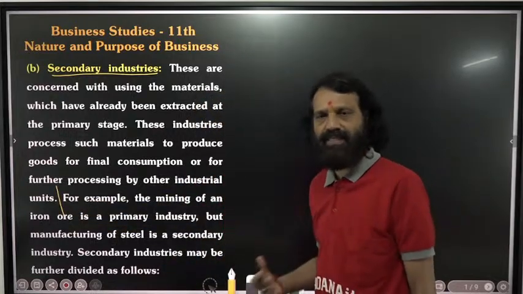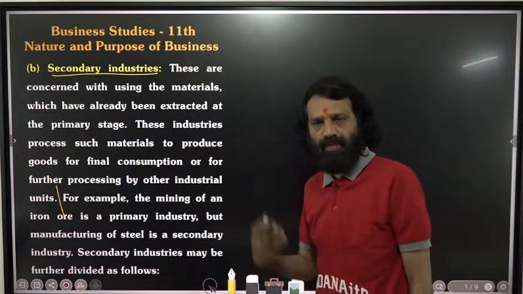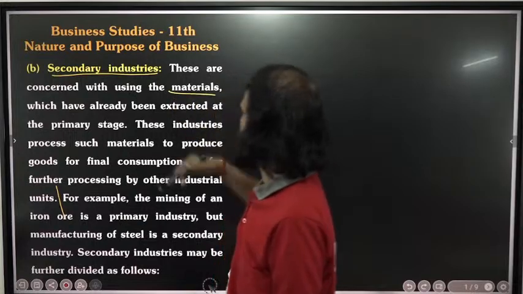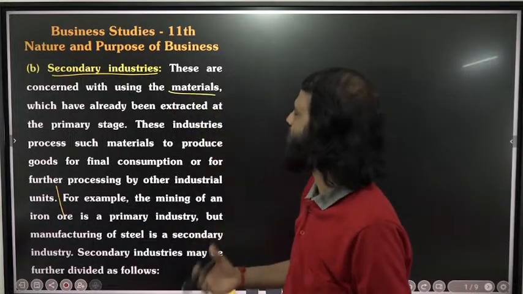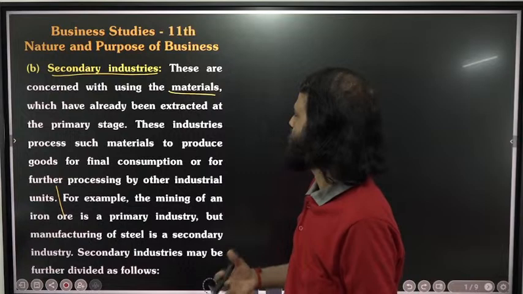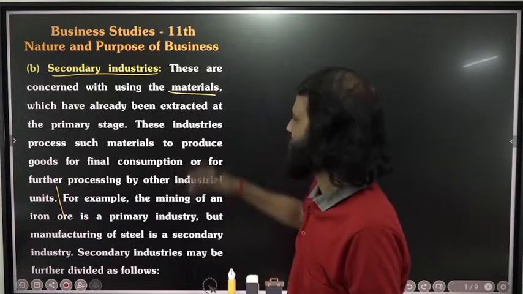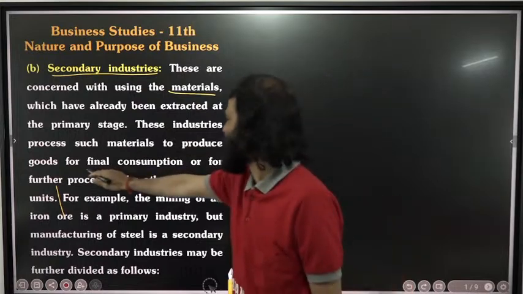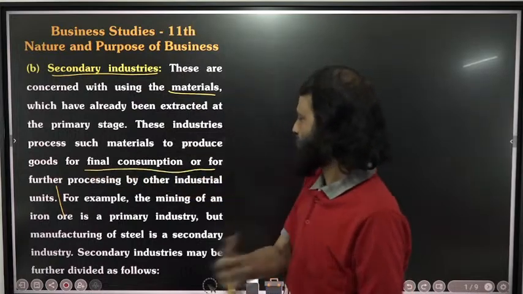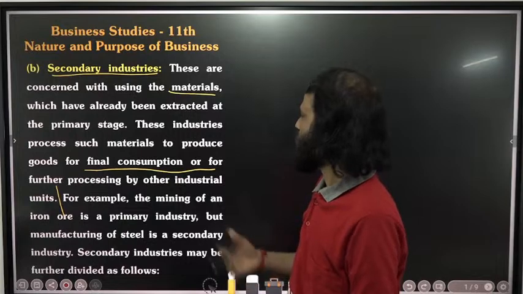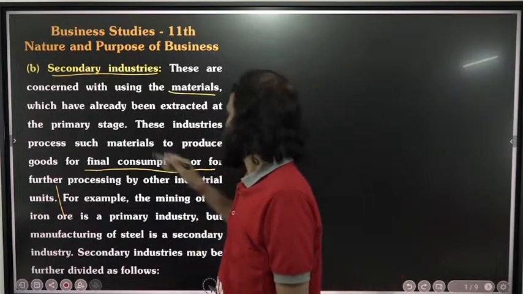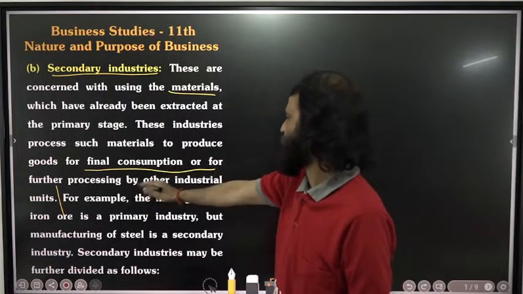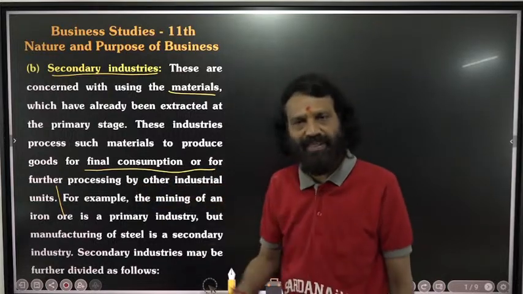From the primary industries or primary source, we collect the materials. After that, we extract it or make it for further utilization. These industries process such materials to produce goods for final consumption. The materials we turn into possible for final consumption or for further processing by other industrial units.